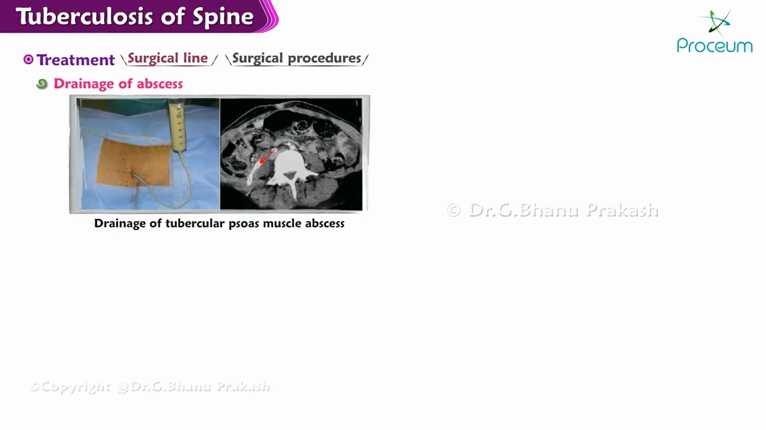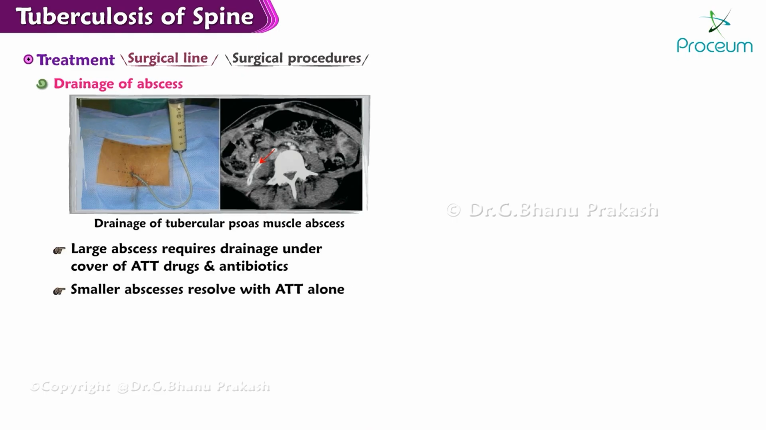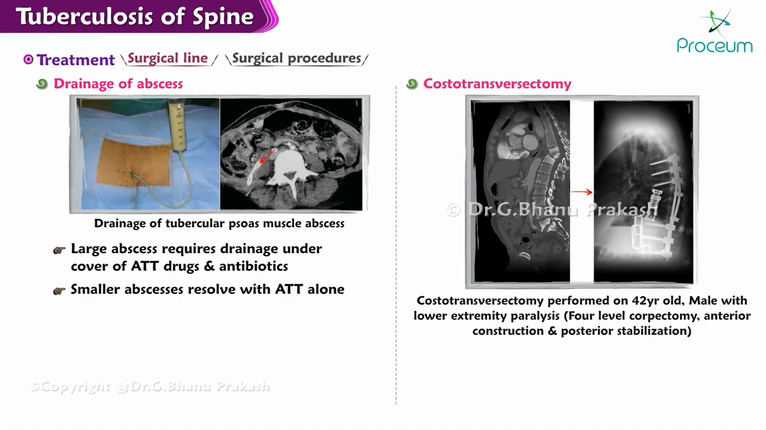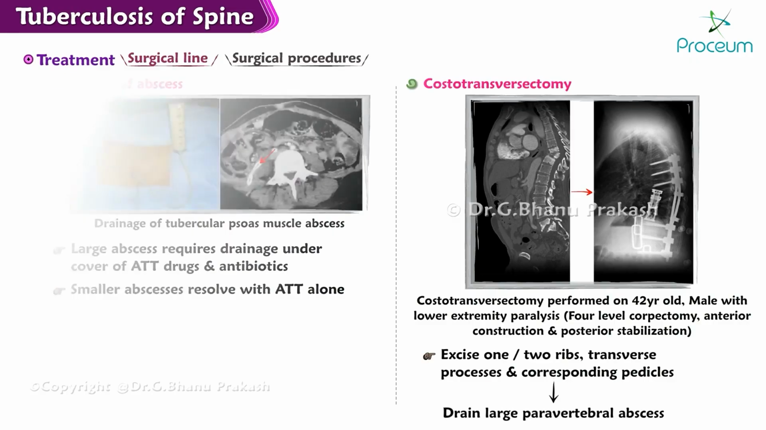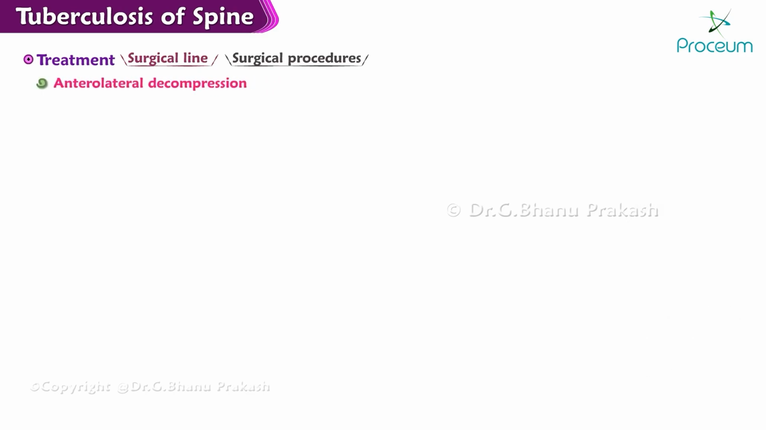Drainage of abscess. If there is a large abscess that requires drainage, it's performed under the cover of anti-tubercular drugs and antibiotics. Smaller abscesses usually resolve with anti-tubercular drug therapy alone. Costotransversectomy. This procedure involves excising one or two ribs, transverse processes, and corresponding pedicles to drain a large paravertebral abscess. Anterolateral decompression. In cases where costotransversectomy does not yield pus under tension, anterolateral decompression is performed.